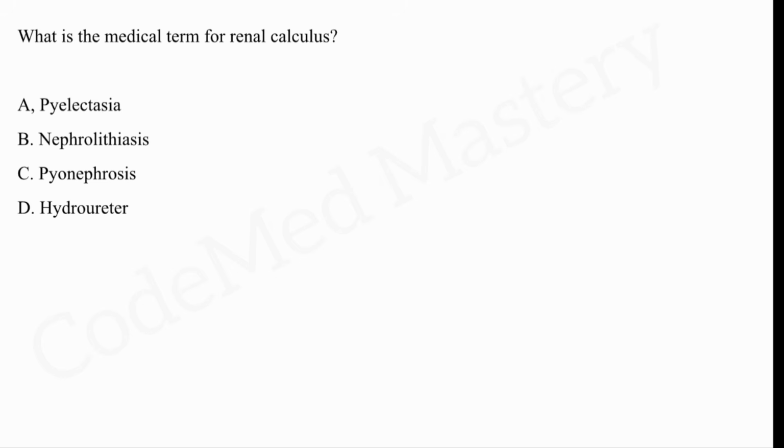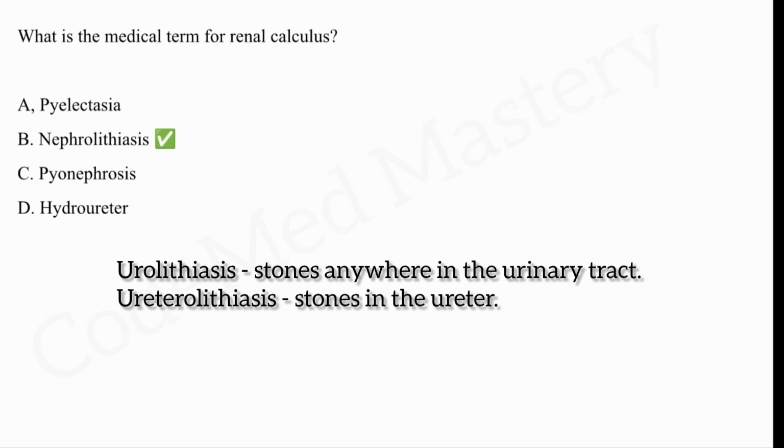What is the medical term for renal calculus? You can read the options. The right answer is nephrolithiasis. Renal calculus means kidney stone. Urolithiasis means stones anywhere in the urinary tract. Ureterolithiasis is another term for stones specifically in the ureter. Make a note of all this.